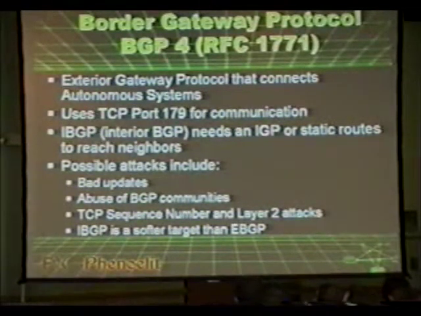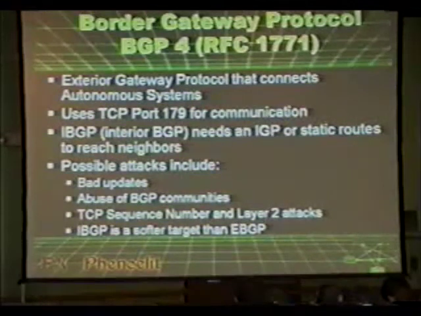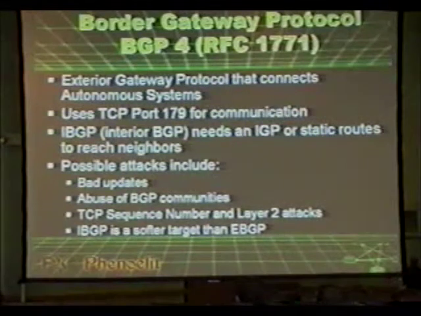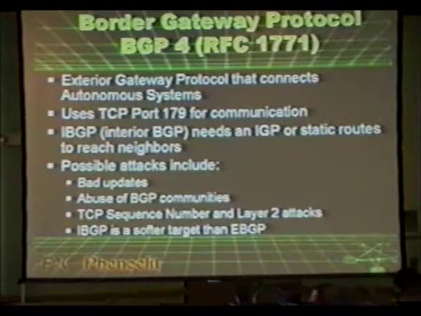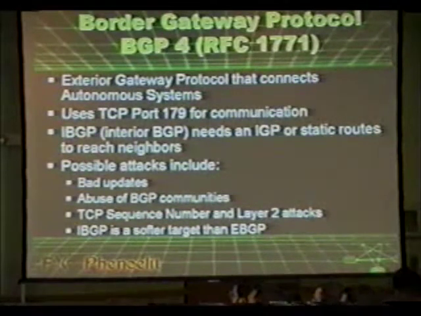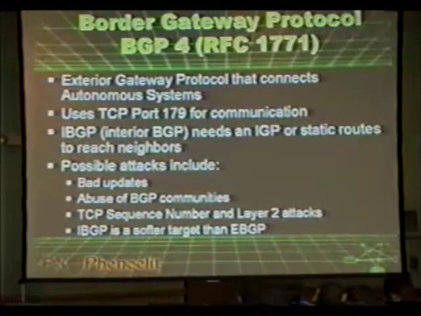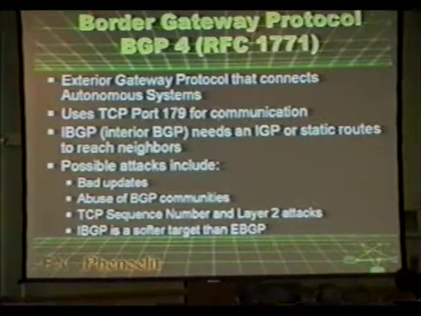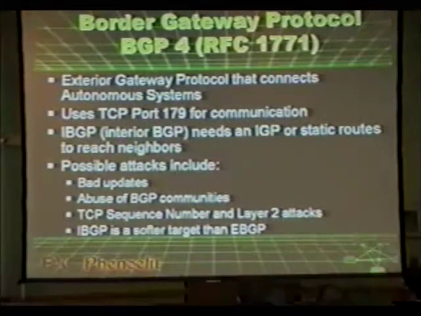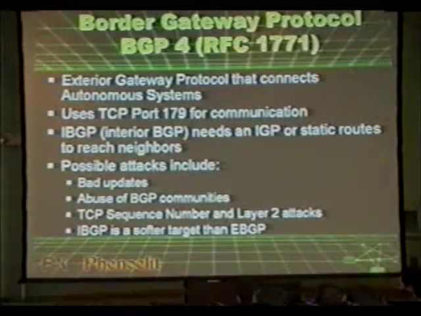BGP4, Border Gateway Protocol. It's an exterior gateway protocol, which means it's used in WANs. And it's mentioned only here because it's important. Can anyone think of why BGP is important? It runs the internet. So that makes it interesting. It relies on TCP for communication between routers. It has a port, 179. You probably know how to find this.